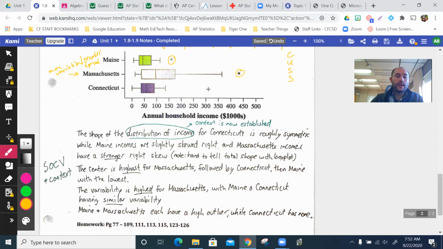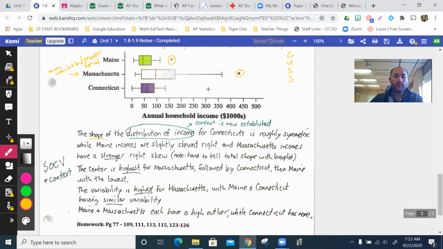So let's see what you can compare. First of all, they started with shape. So that's one part here that we need to highlight. The shape of the distribution of income. So you've already talked about context. It's already established. So you need to mention what you're talking about. Distribution of income for Connecticut is roughly symmetric. This is a pretty symmetric box plot, while Maine incomes are slightly skewed right, and that's because of this outlier. And Massachusetts incomes have a stronger right skew.